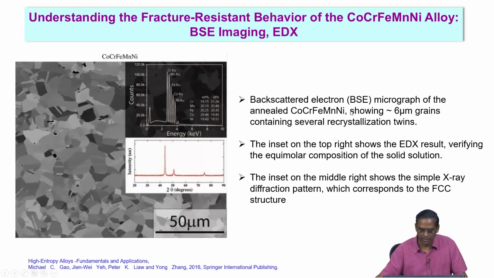So you can see that these alloys show about equiaxed grains. They are recrystallized grains of about 6 microns, containing several recrystallization twins. I don't know how many of you can identify twins here. Are you able to see the twins here? These are all twins. There is a twin here, there is a twin here, a twin here.